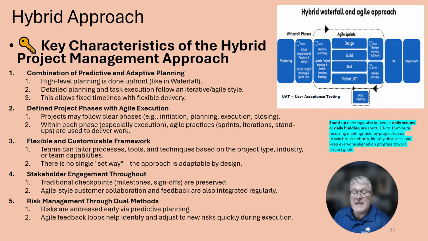Next, stakeholder engagement throughout. Traditional checkpoints, milestones, and sign-offs are preserved. Agile style customer collaboration and feedback are also integrated regularly. And then risk management throughout, dual methods. Risks are addressed early via predictive planning. Agile feedback loops help identify and adjust to new risks during execution.